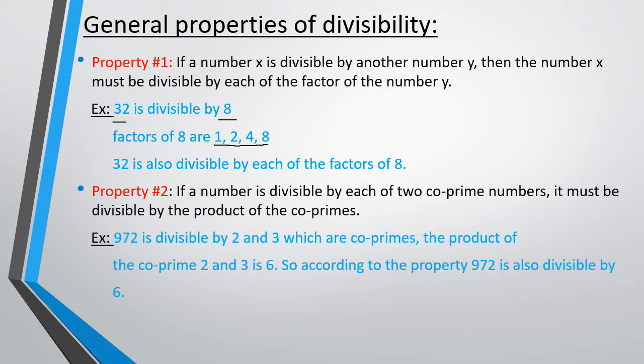I have taken the number 972. Now what are the co-primes which we know? 2 and 3 are one of the co-primes. So 972 is divisible by 2 as well as by 3. Now the product of the co-primes is 6. That is, when I multiply 2 and 3 I get 6. So according to this property, 972 will also be divisible by 6, which is the product of the co-primes. And this is true. Alright, so it is proved.